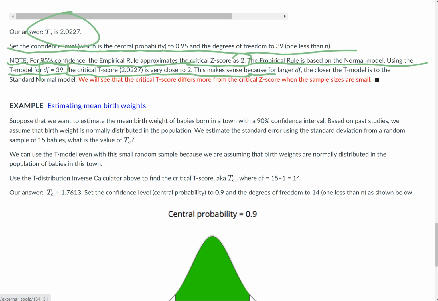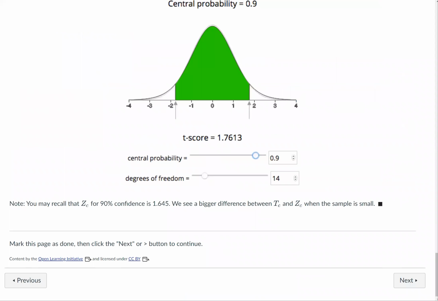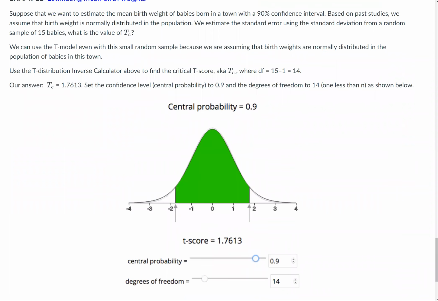This makes sense because for larger degrees of freedom, ours is 39, which is fairly large, the closer the t-model is to the standard normal model. We will see that the critical t-scores differ more from the critical z-scores when the sample sizes are small, as you can kind of tell from those graphs that we saw above. Now look at an example where we estimate birth weights.